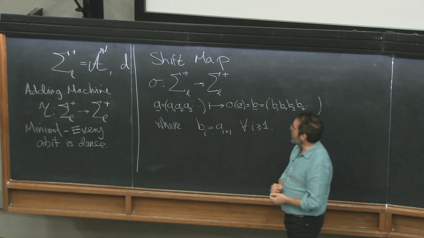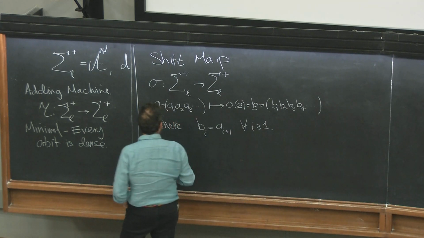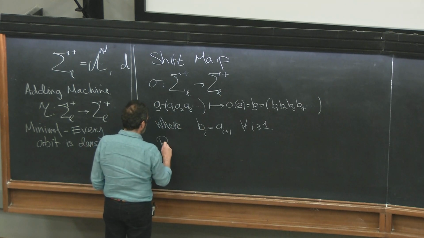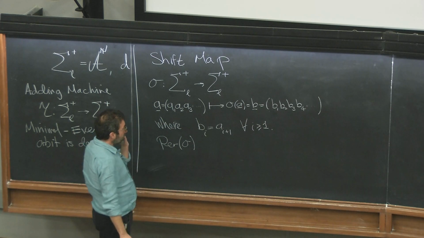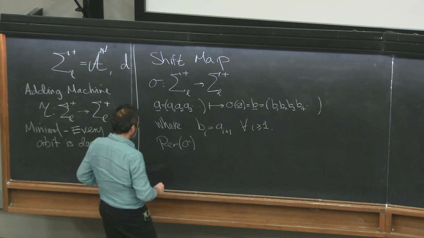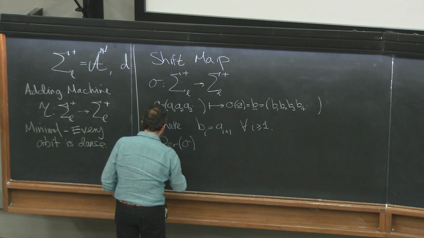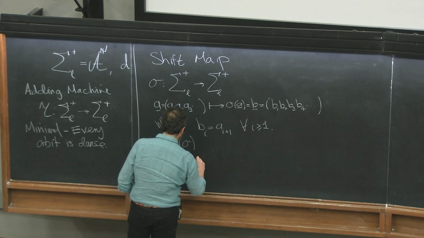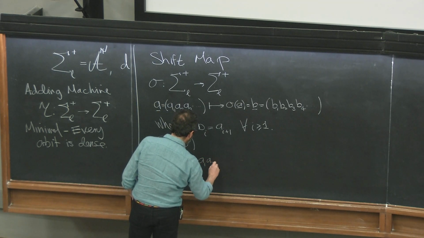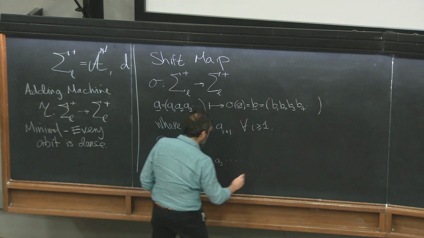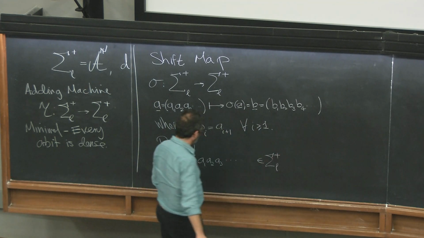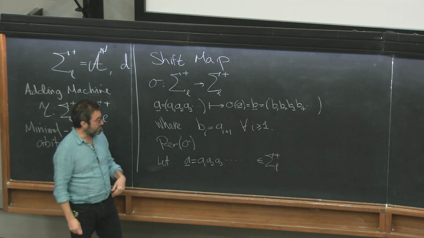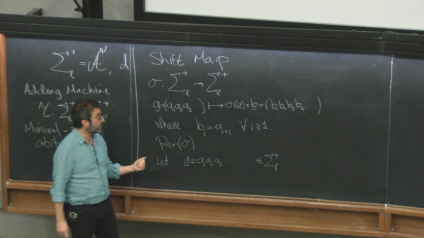How do we show that periodic points are dense? So we have the set of periodic points of sigma, and suppose I take any arbitrary sequence, A bar equals A1, A2, A3, and so on, some infinite arbitrary sequence in sigma L plus. How can I show that there is a periodic point near it?